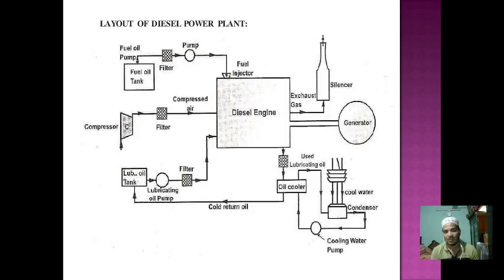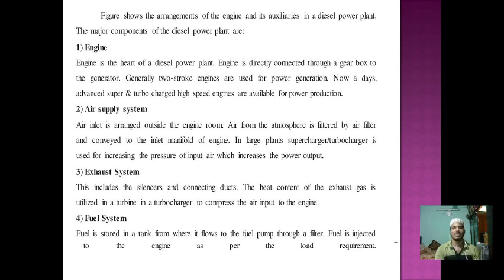As you know, we have already discussed the layout structure of the power plant. So first, once again you see this layout structure of the power plant. After that we are going to the major components of the diesel power plant. Engine, as you know, air supply system, exhaust system, fuel system. Engine, it is one type of diesel engine and produces the energy; the two-stroke engine is used for the power generation.